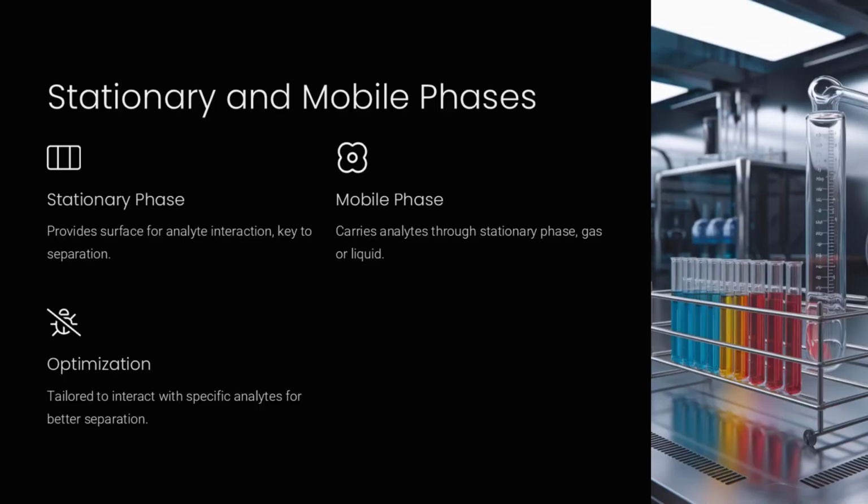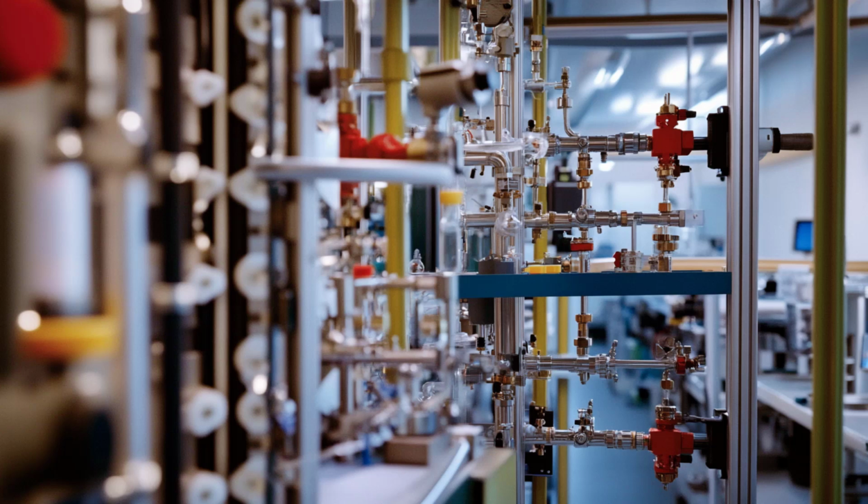The stationary phase in chromatography provides a surface for analytes to interact with and is key to achieving separation. In GC, it is typically a thin film of liquid polymer or a solid adsorbent coating the column interior.